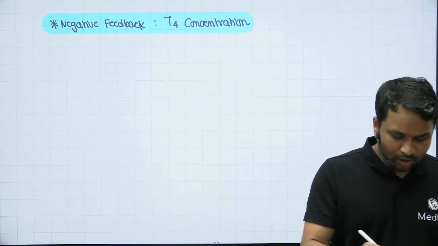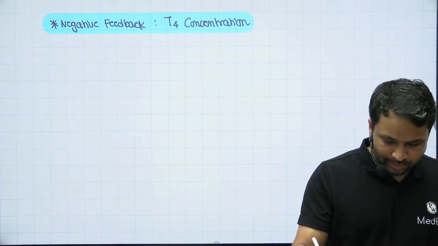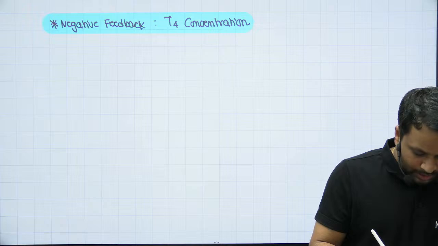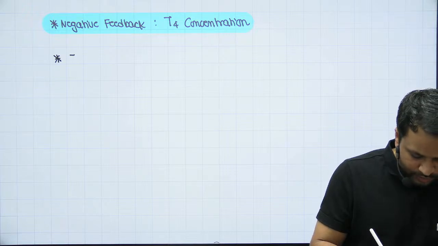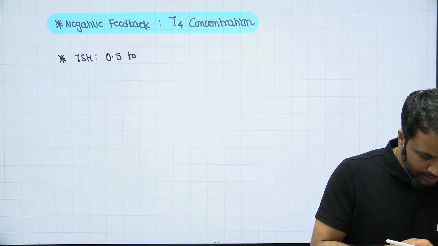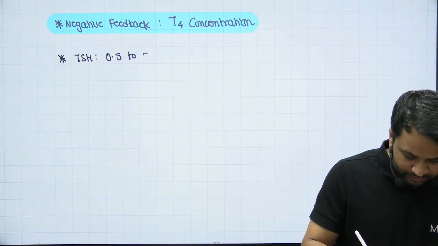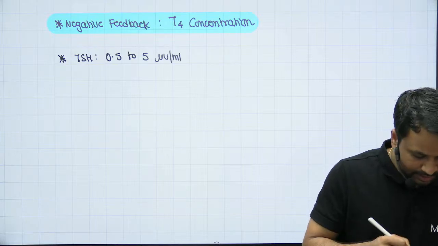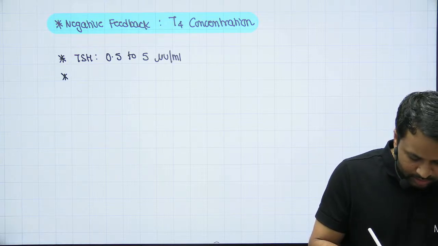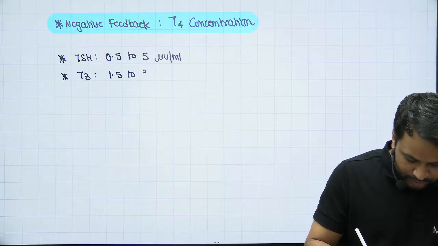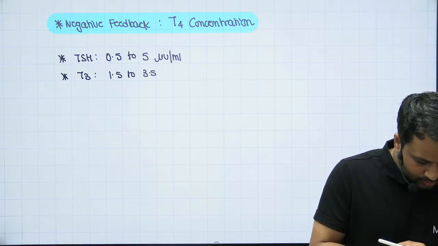Now comes your crude data. I know it will be a bit bothering, but I have to tell you and you have to listen. So what is the normal concentration of TSH in the body? It is going to be between 0.5 to 5 micro units per milliliter. Then what is the normal level of T3? T3 is going to be between 1.5 to 3.5 nanomoles per liter.